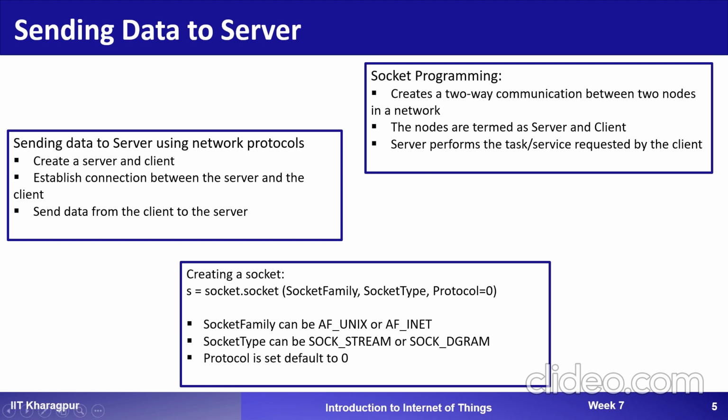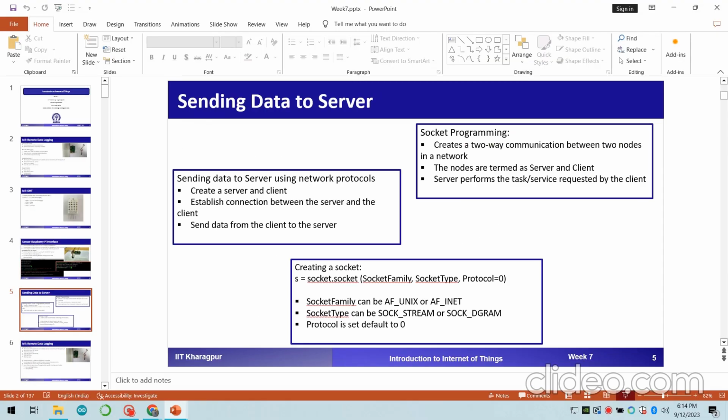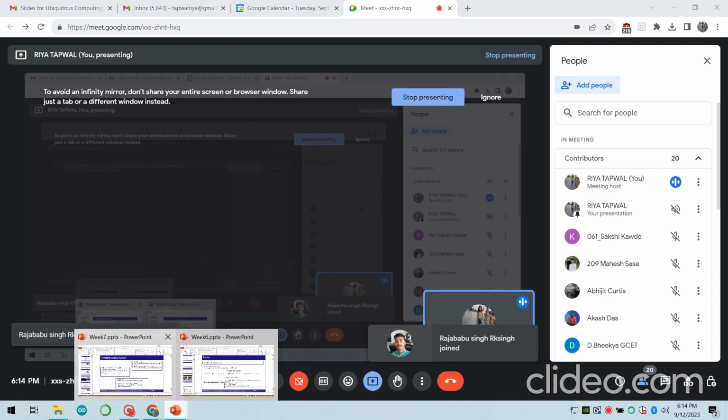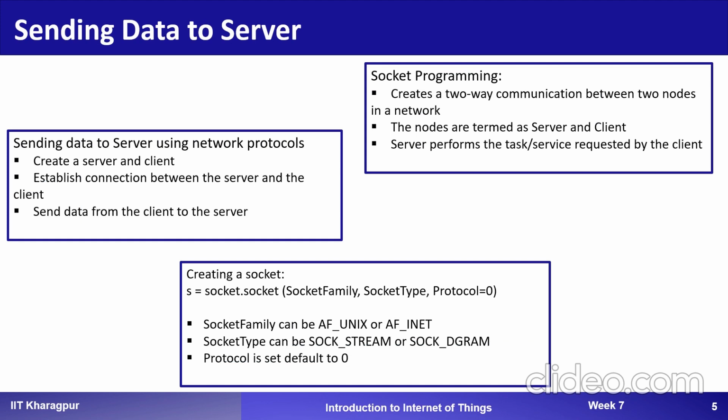So this is the syntax of defining a socket. Here in the bracket you have to write the socket family, then the type of socket you are going to use, and protocol. So basically protocol by default is set as 0, and socket family can be AF Unix or AF INET. So these are the types of the addresses which you are going to use, and socket type is the type of protocol which you are using. For example, if you want to establish TCP connection, then the type of socket will be sock stream, and if you are going to establish UDP connection, then the type of socket will be sock dgram.